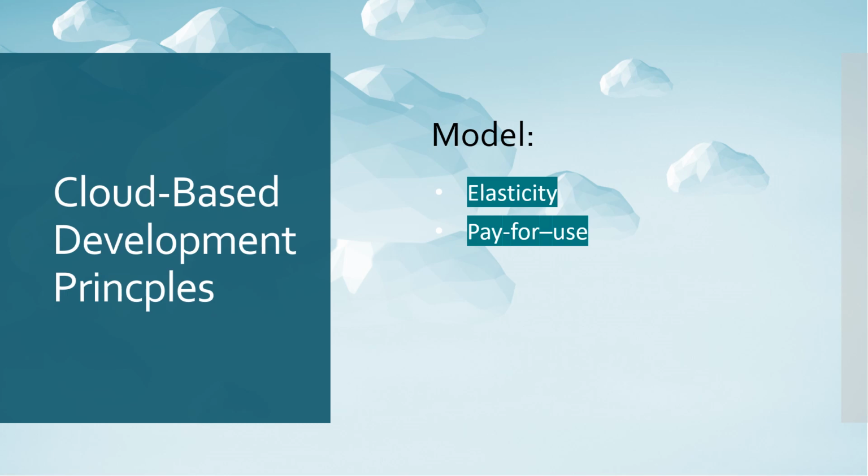Elasticity is particularly useful for applications that experience spikes in traffic, such as e-commerce sites during holiday sales or gaming applications during peak hours. By scaling resources up during peak times and down during slower periods, companies can save costs while still maintaining optimal performance for their applications.